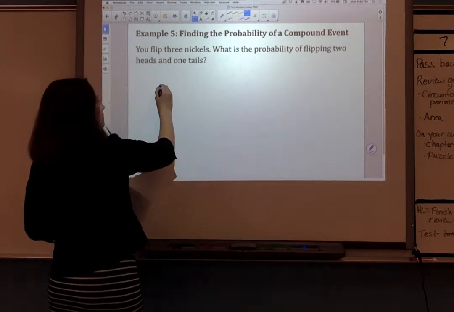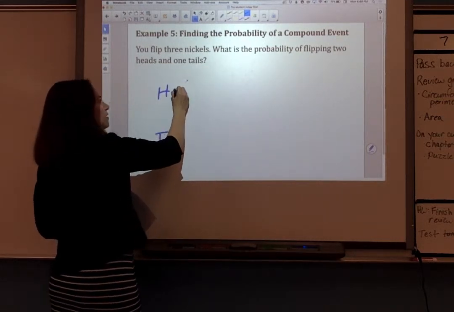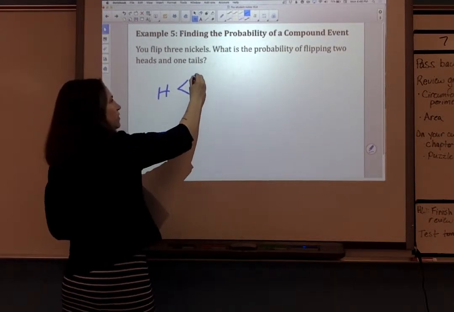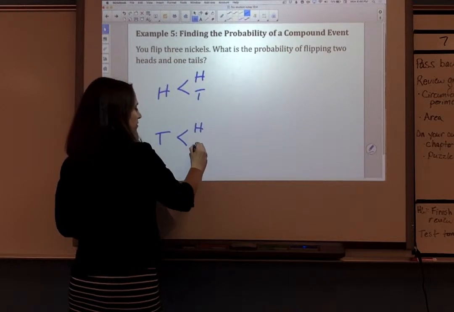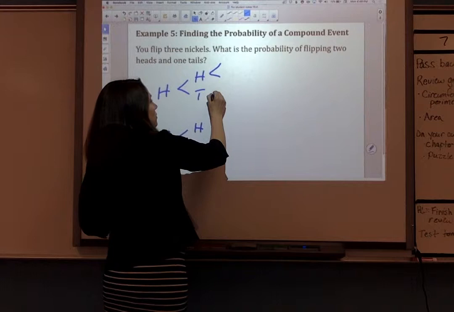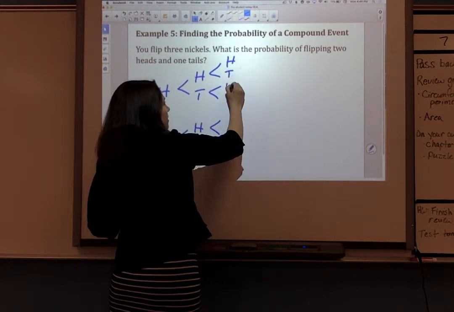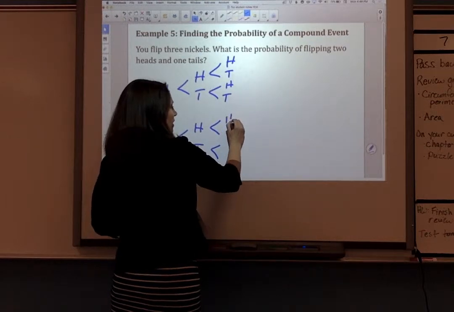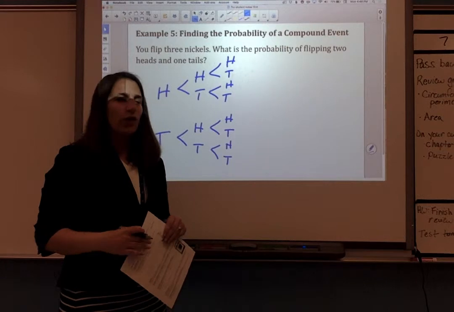So let's start by saying the first roll could either be heads or tails. The second roll could either be heads or tails. And then the third roll, heads, tails, heads, tails, heads, tails, heads, tails. Okay, so let's look at the overall results.